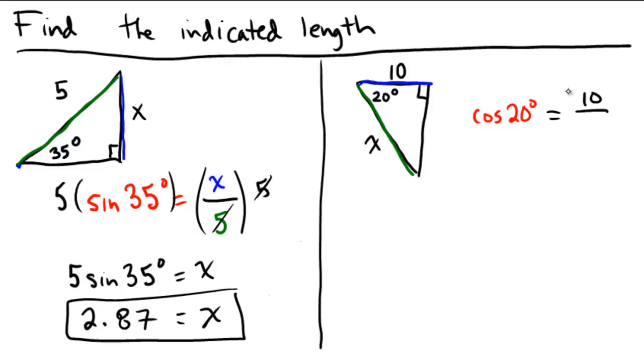So I should have done this one in blue. That didn't come out as blue. And the adjacent side, which is now labeled in green, is going to be x.